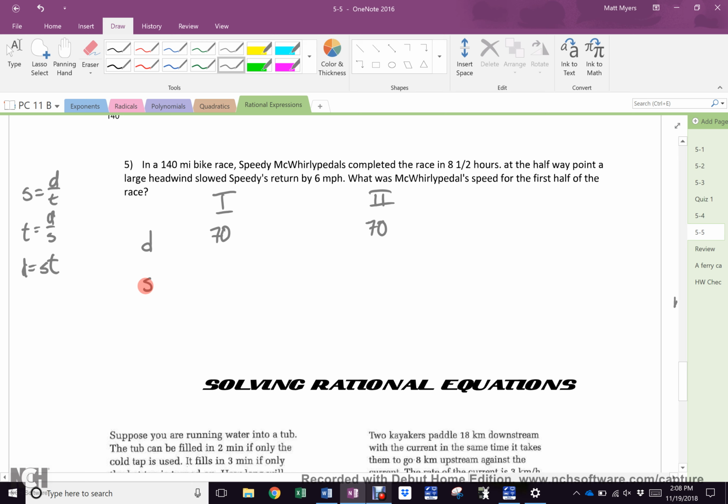Do I have a speed in part 1? Read the question. I'll highlight the important part. I do not have a speed, do I? So since my speed is unknown, what must I give it? A letter. In the second half, what happened to my speed? Slowed down by 6 miles per hour. What math is slowed down? That same speed minus 6. Do I have a time?